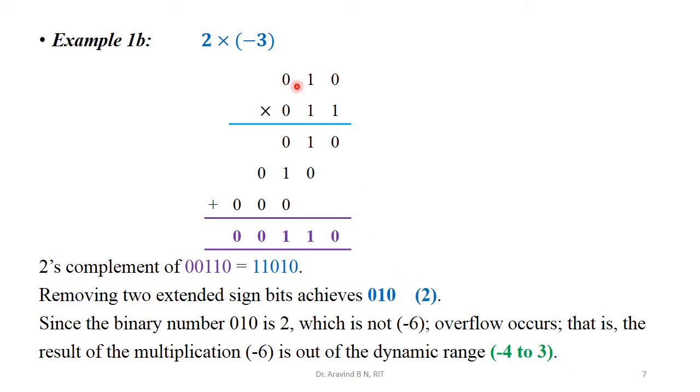Now, we are supposed to get minus 6 as the answer, but we are getting plus 2. The reason is that this multiplication is crossing the dynamic range limit of the Q3 format. The dynamic range is limited to -4 to +3, and the answer of 2 into -3, which is equal to -6, is not in the dynamic range. Therefore, we are going to get the wrong result. That means overflow is happening in this case.